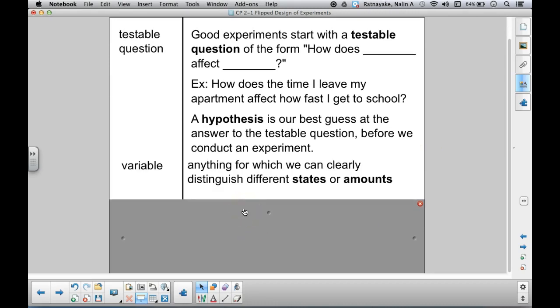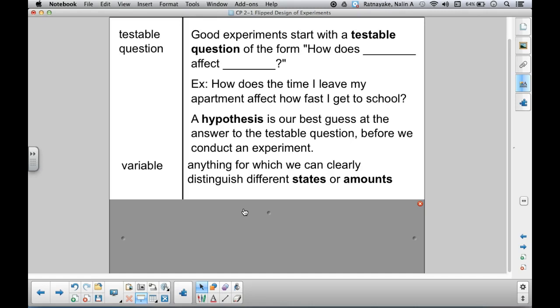We're going to be talking about several scientific variables. Variable means many different things in a few different subjects. For science, we're going to define it as anything for which we can clearly distinguish different states or amounts. Basically, if there's something I can measure, it can be a variable. For example, temperature can be a variable because I don't have to say it's hot in here. I can say it is 87 degrees in this room. There's something I can measure about it.